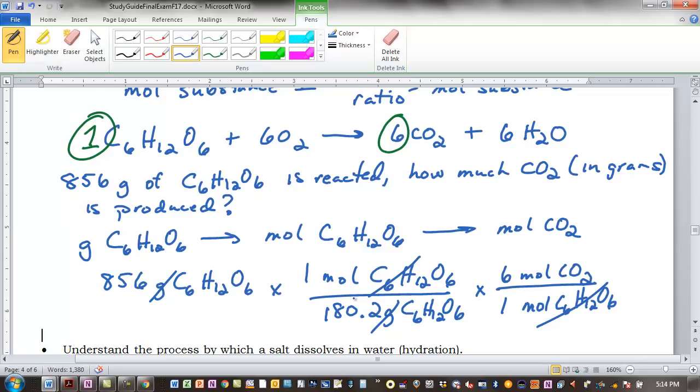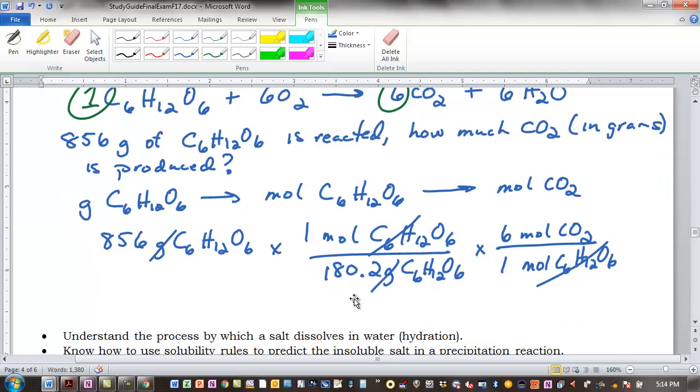Let's go ahead and just, since I ran out of room, let's go ahead and stop there. And then we can get to... Okay, so that gives me about 28.5 moles of CO2. Okay, the problem didn't ask for moles of CO2, it asked for the amount of CO2 in grams. Is that problematic?